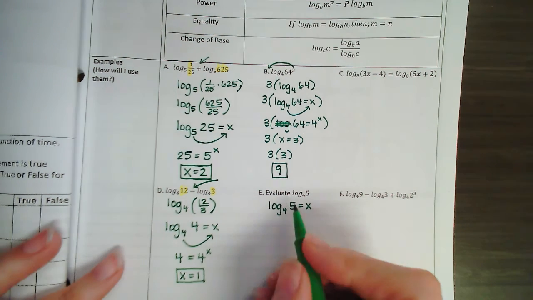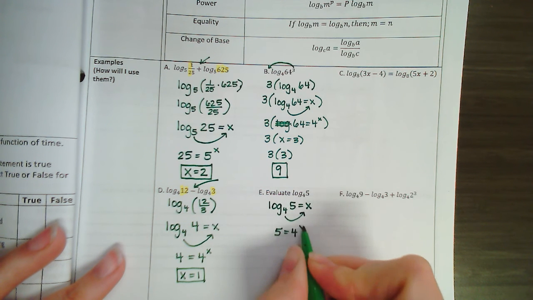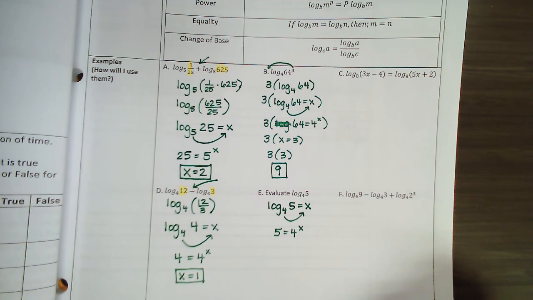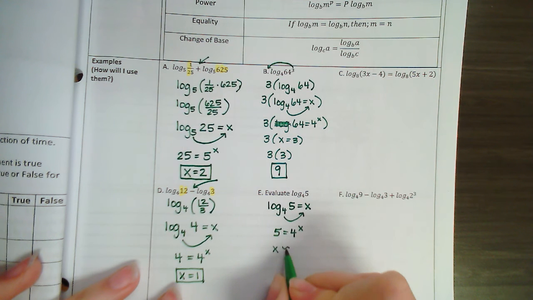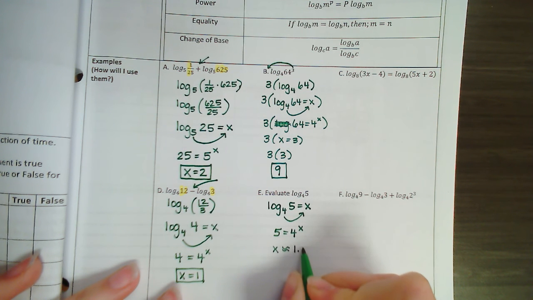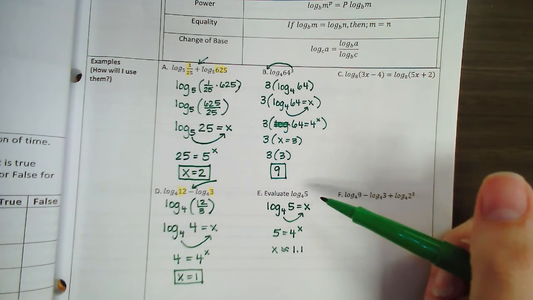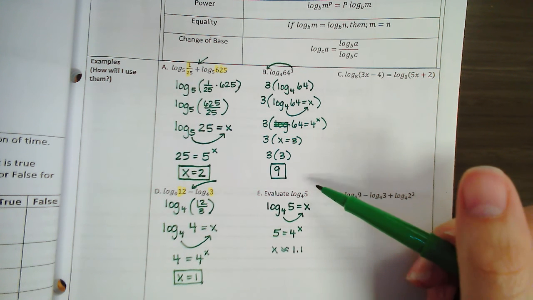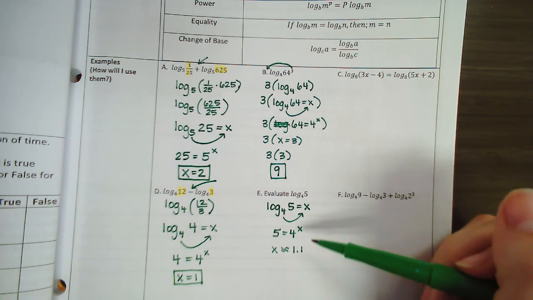And so you just move the base over, and you say 5 is equal to 4 to the power of x. Now this is obviously going to be a decimal, because we know 4 to the first power is 4, and 4 to the second power is 16. So x here will be around 1.1 or 1.2 as far as the answer goes. So just be careful. A problem can look like a power property but not actually be a power property, and so you want to be careful on that, okay?